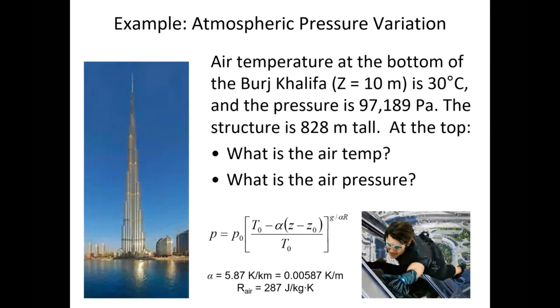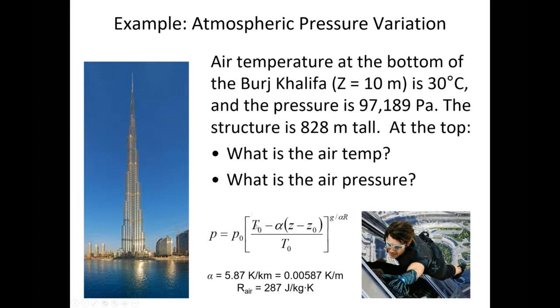But let's just ask ourselves, at the very top, if the structure is 828 meters tall, and it is, what would be the air temperature and the air pressure up at that elevated location, if at the base of the Burj Khalifa, where we have measured the temperature and the pressure, we know the elevation there is 10 meters, and we've got 30 degrees Celsius as the temperature of the gas, and the pressure of the atmosphere down there at the base is 97 kilopascals.